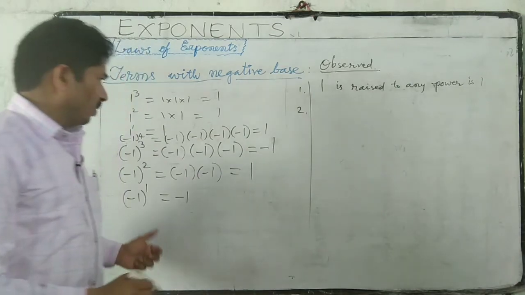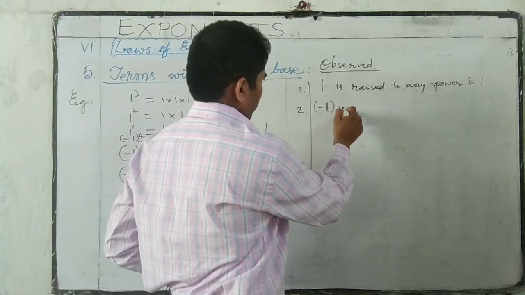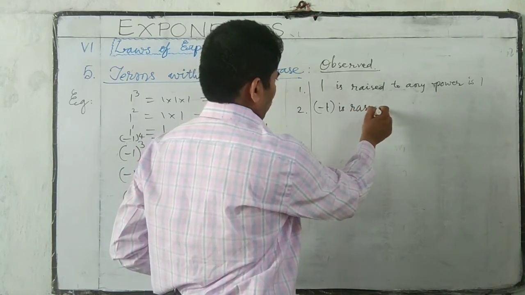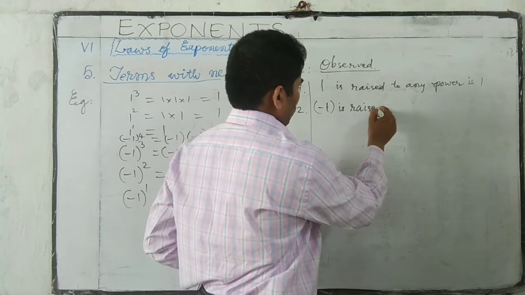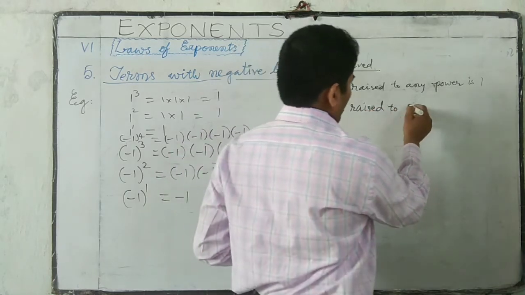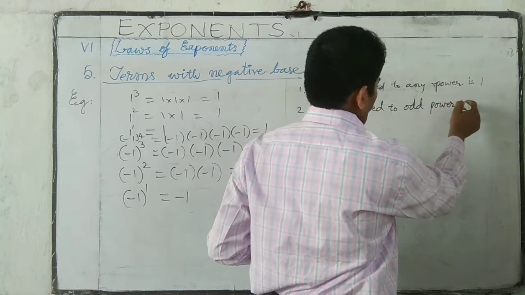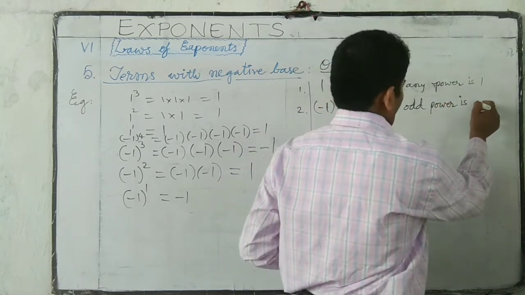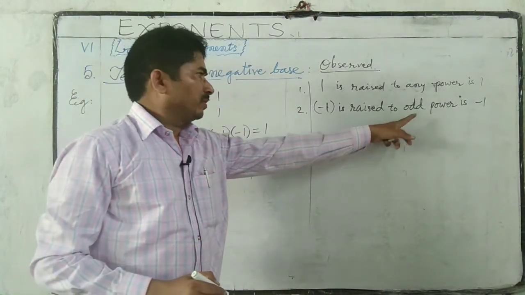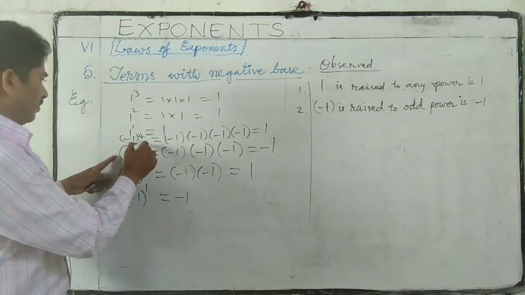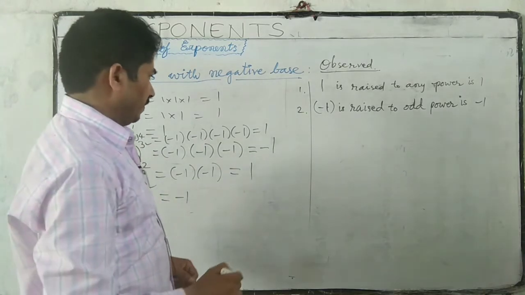Second, minus 1 raised to odd power is minus 1. Minus 1 raised to odd power is minus 1. This is odd power, this is also odd power. So we got minus 1.